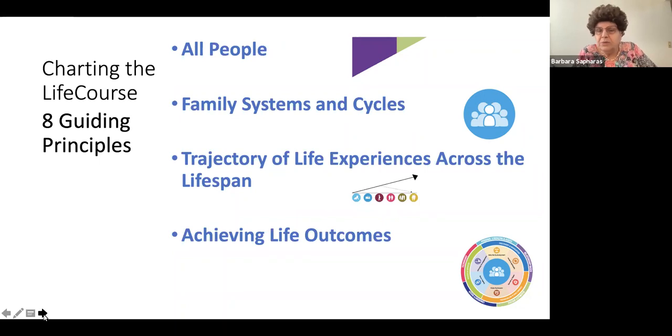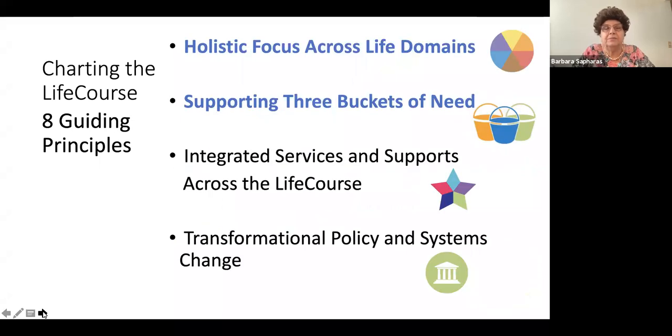We also, when we look at the domains, understand and see the importance of using those domains to identify how it can inform a trajectory, not only for a good life, but for life experiences that have occurred and need to occur. And we also identify the importance of having and achieving life outcomes. The domains give us a holistic approach to look at life, and it also helps us support those 3 buckets of need, which some of you may have learned about in other presentations.